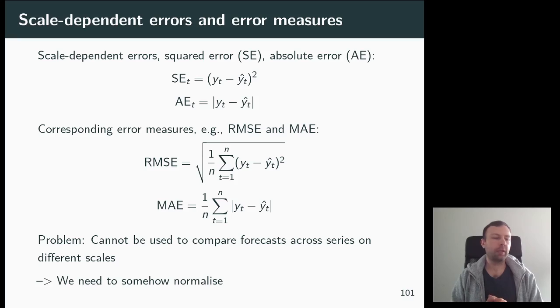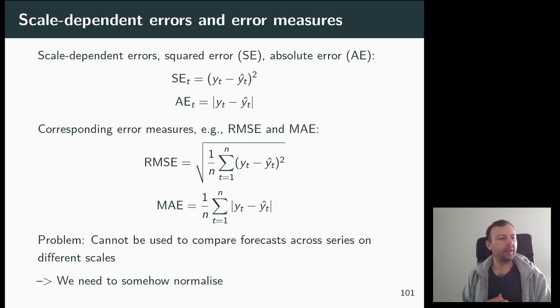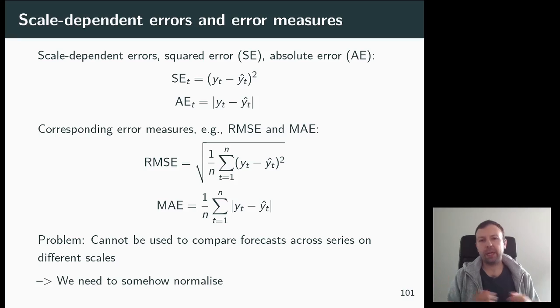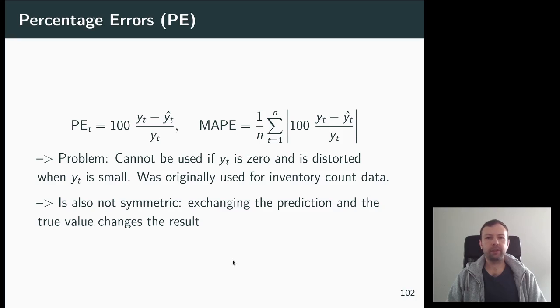They would say, well, I have one series that has dollar values, another series that has web page hits, and now I want a method that works well on all of them, so I need to somehow compare the methods across these very different series. So we need to somehow normalize or standardize these errors. The first thing that people came up with were the percentage errors. The idea is, let's just divide by the true value of the series and multiply by 100 so that we get a percentage.